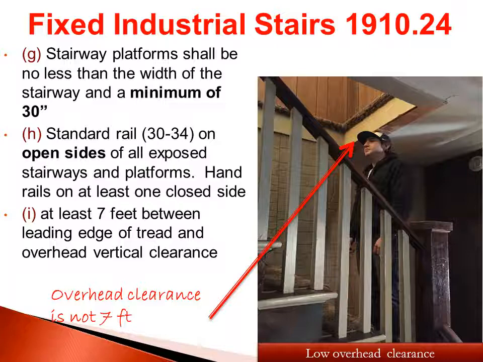You have a stair rail on all exposed sides, and ensure that there's at least a minimum of 7 feet of clearance between the leading edge and the first vertical thing that you'll hit your head up against. So here's an example of where a low overhang means that you do not have enough clearance and somebody will hit their head on either the way up or the way down the stairs.